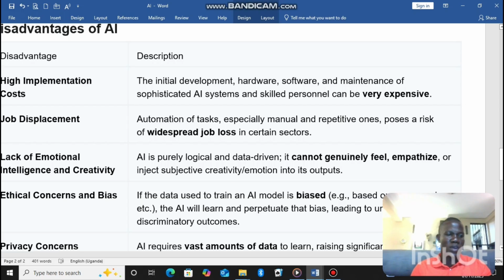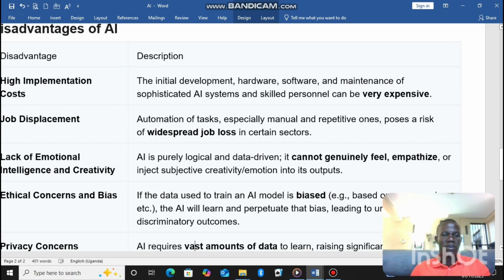Ladies and gentlemen, we also have this part of lack of emotional intelligence and creativity. AI is purely logical and data driven. It cannot genuinely feel, empathize, or inject subjective creativity and emotion into its output. So you find that AI is purely logical and data driven, which is also hard and can bring some other challenges still.